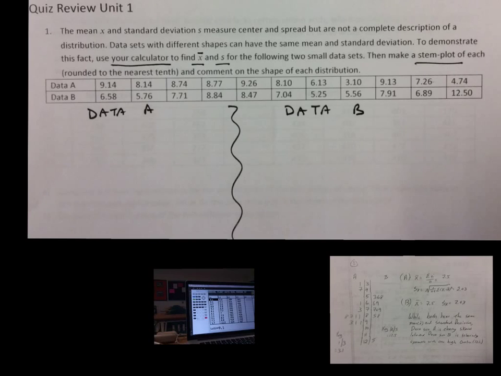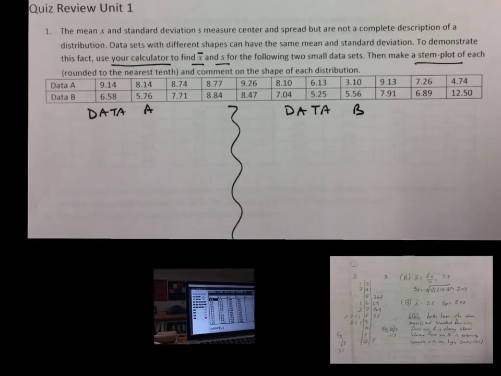Okay, now you'll notice that we're going to do quiz review unit number 1. All right, so now what you need to do is put this data, data A and data B, into the calculator. And I'm going to show you a video here in a second that does that. All right, so let me undo that. In fact, I'm going to do this right here and get rid of that.